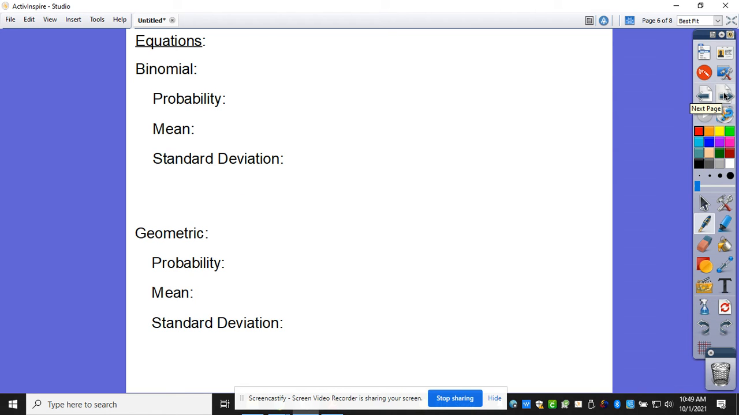Binomial, what's my equation for probability, if I had to write it out in an answer? Probability, letter P, to the n, what's it take? Successes, and this is 1 minus P. What's my equation for binomial mean? NP. What's my equation for binomial standard deviation? Square root.